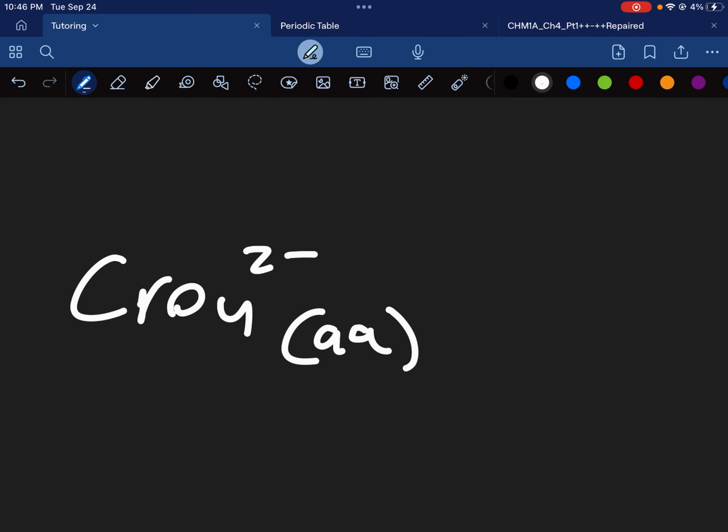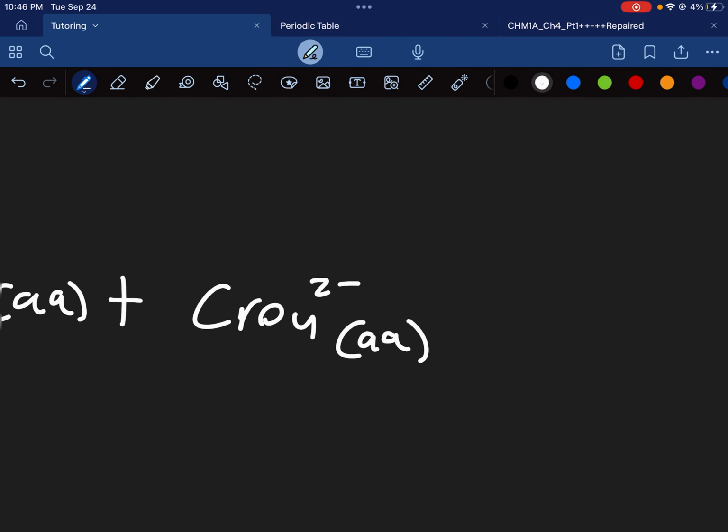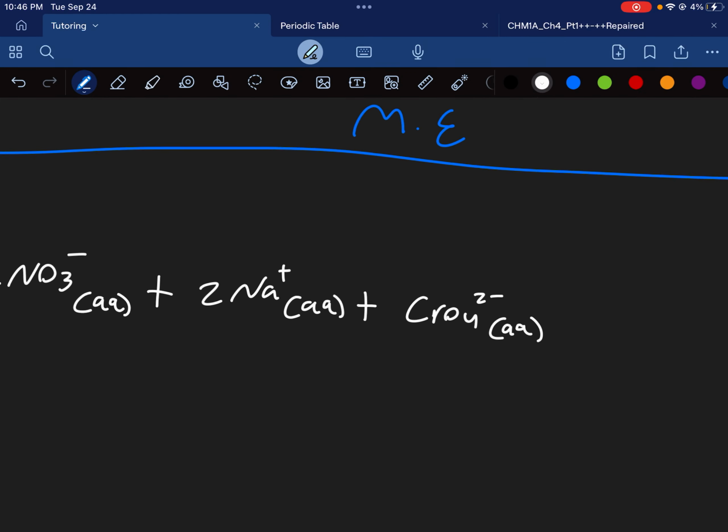Okay, now this is where we finished our reactant side. Now we're going to go to our product side.